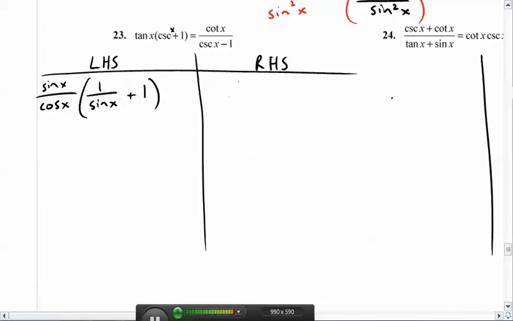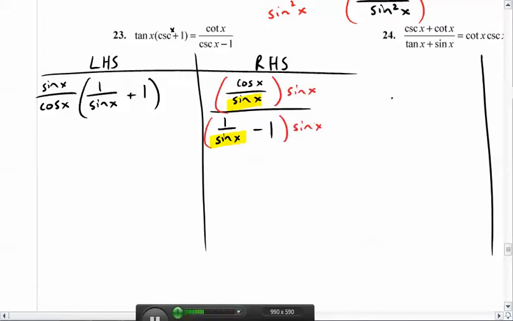Now on the right-hand side, I have cosine over sine in the numerator. And the denominator is 1 over sine minus 1. So on the right-hand side, I'm going to take that lowest common denominator and multiply the top and the bottom of the fraction by that sine x. And when I do that, sine x times cos over sine is just cosine. Sine x times 1 over sine is 1. Sine times 1 is sine x. And that simplifies it nicely.